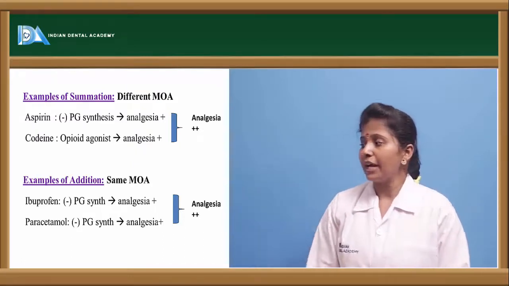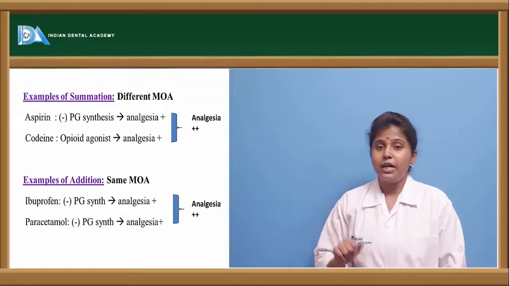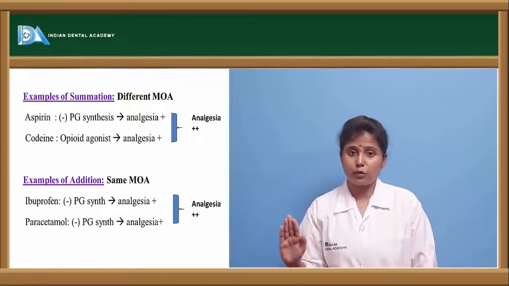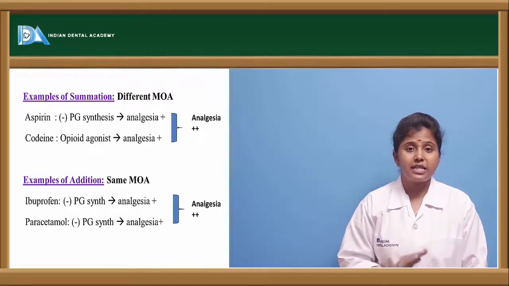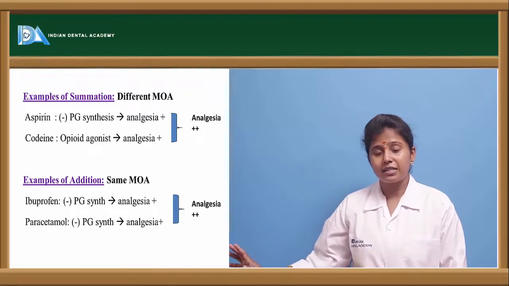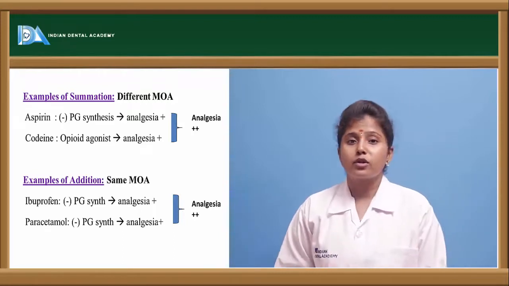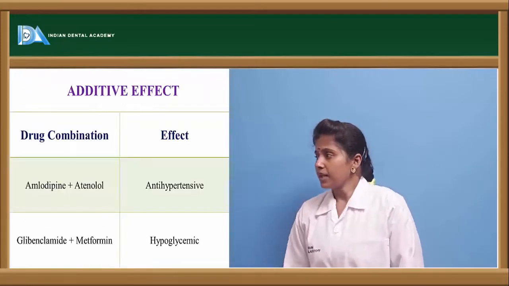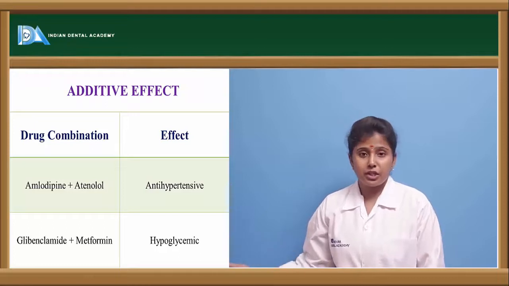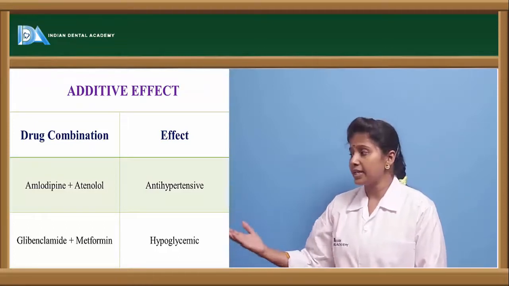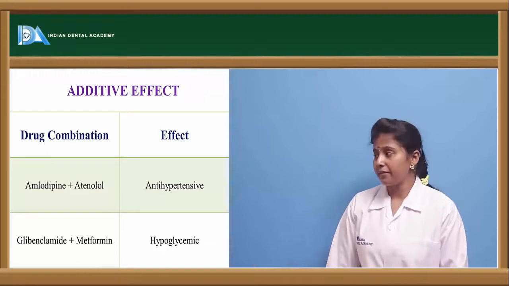And for the example of addition, these are the drugs which have the same mechanism of action. For example, ibuprofen and paracetamol both inhibit prostaglandin synthesis and thereby reduce pain. If we combine these two drugs, they also increase the analgesic activity. So the net result is the same, but it may be because of different mechanisms of action or because of the same mechanism of action of the drugs. Examples of additive effect: amlodipine combined with atenolol shows a better result as an antihypertensive, and glibenclamide combined with metformin shows a better hypoglycemic effect.